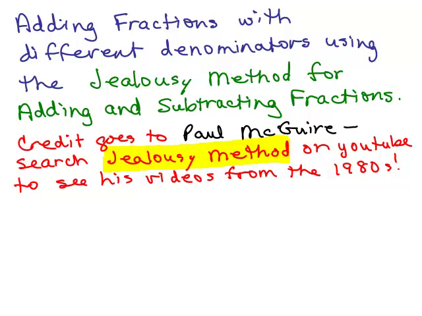We're going to continue with examples of adding fractions with different denominators, but I'm going to use what is called the jealousy method for adding and subtracting fractions. I credit this to Paul McGuire, a teacher in San Diego. And if you want to see his videos from the 1980s, you can just search the words jealousy method on YouTube and you'll find it.